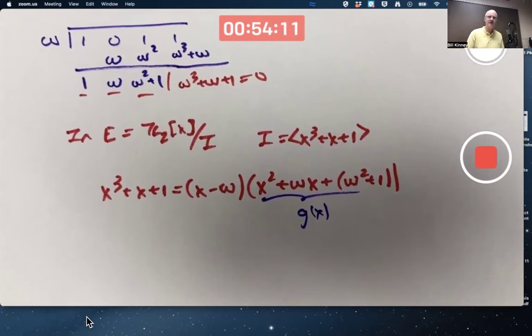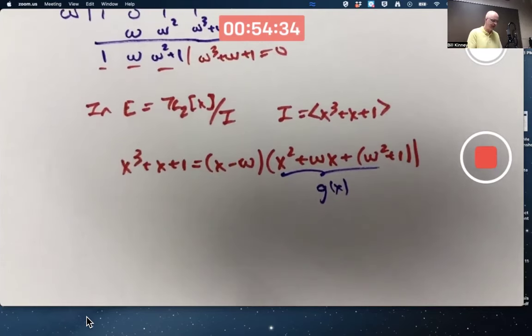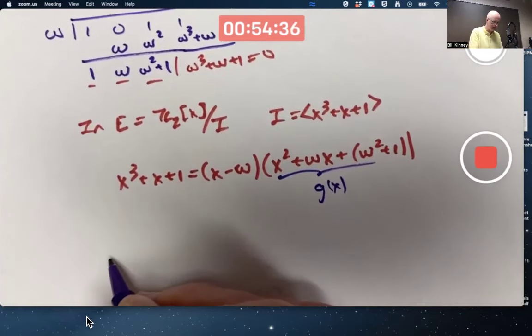How many other elements do we have to try? Well, 0 is not a root and 1 is not a root. And we've already seen omega's a root. It could be a double root. Omega could be a root of this again, so to speak, a root of this quadratic. That's possible. Is it true or not? I don't know. We have to do the trial and error and see. Let's try g of omega. Let's go ahead and see if it's a double root of the original polynomial.